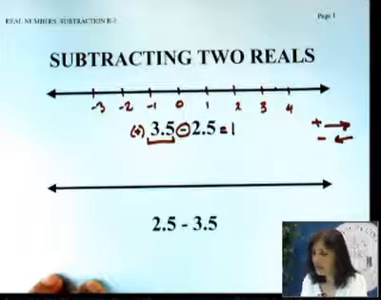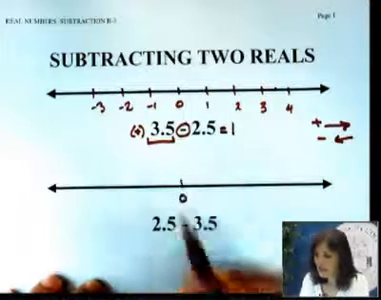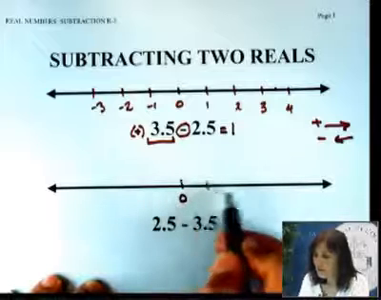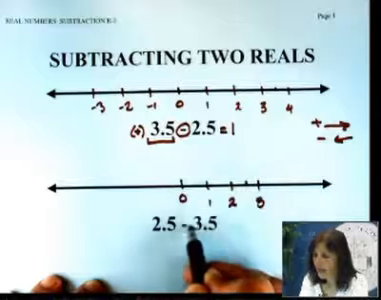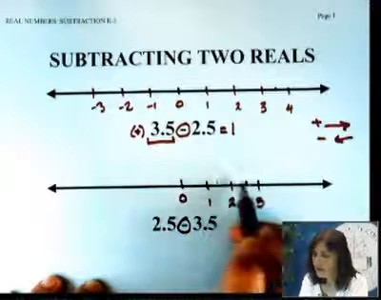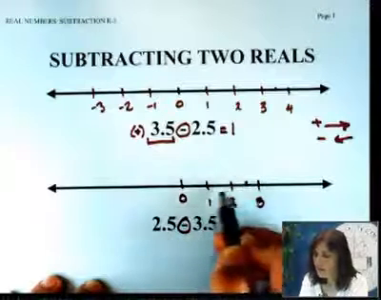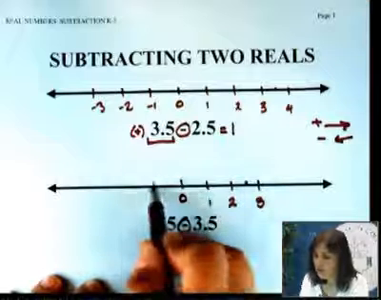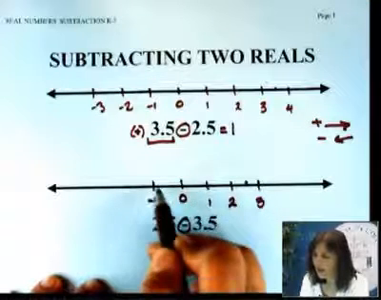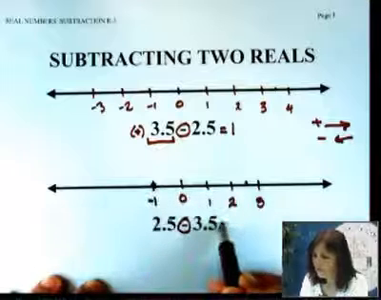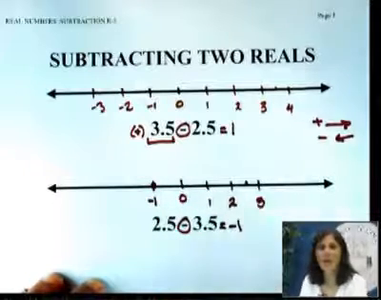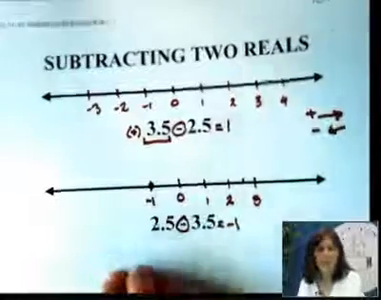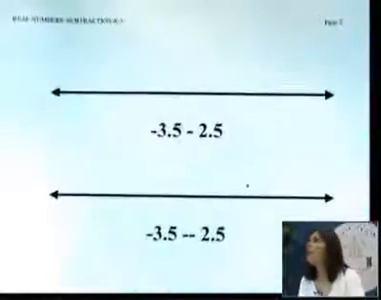Okay, the next one. So again, I do the same thing. I go to the right 2 steps. 1, 2. This is 3, 2.5. I go left 3.5 steps. 1, 2, 3.5 steps. I will end up at -1. Alright, so you can actually visualize this. You don't have to draw a number line each time, but you can visualize this while you're doing these operations.